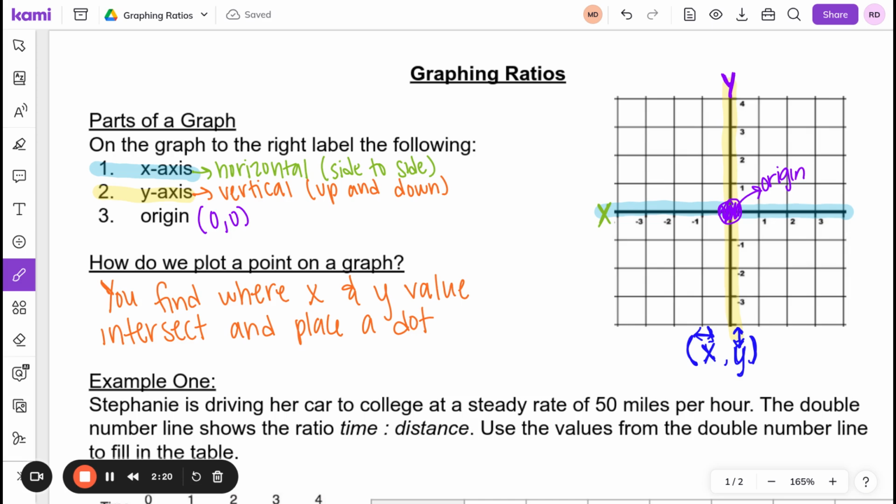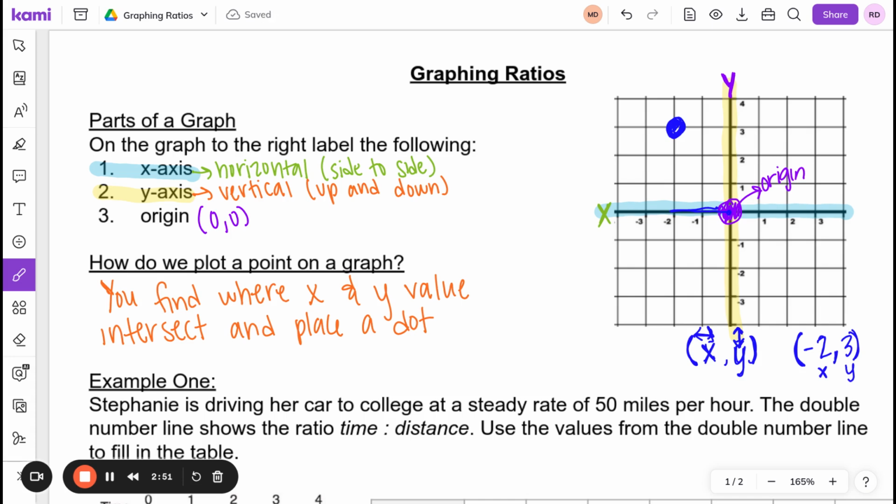So a practice point for us to plot would be something like -2, 3. So we're going to start here at the origin, and we're going to move side to side to -2. So that's over here to the left. And then we're going to move up to a +3. So we're going to place our point right there where that -2 x value intersects with that +3 y value.